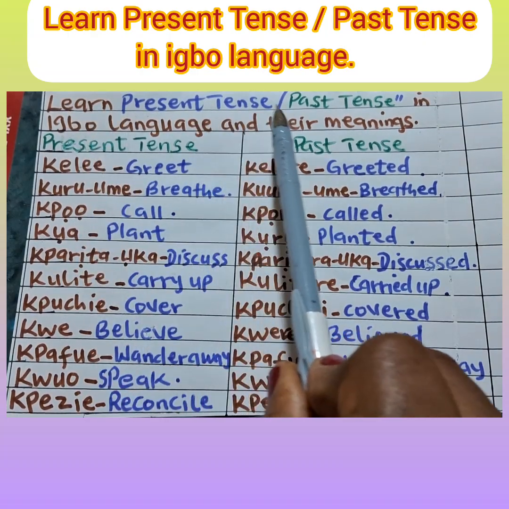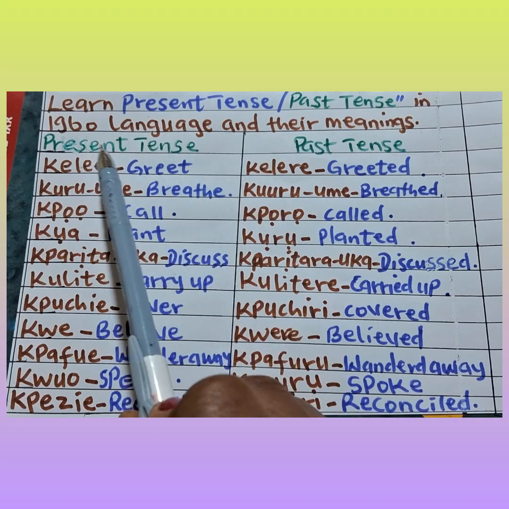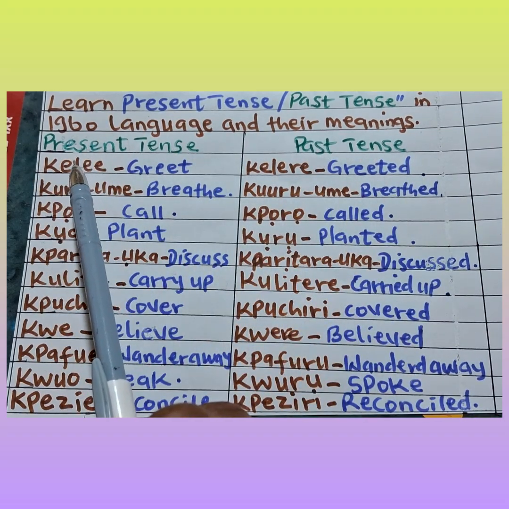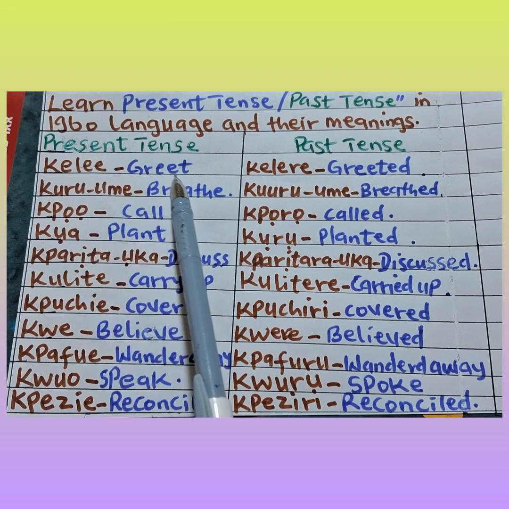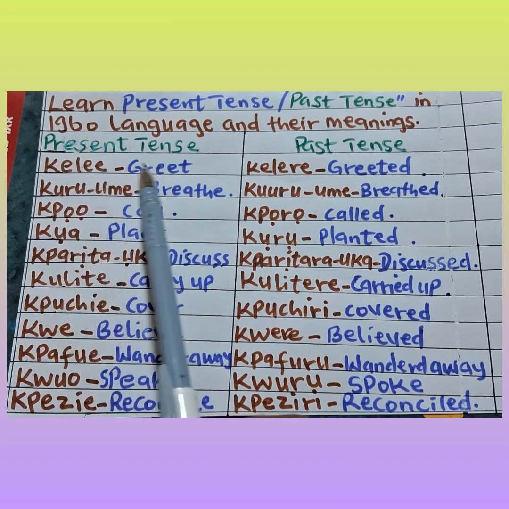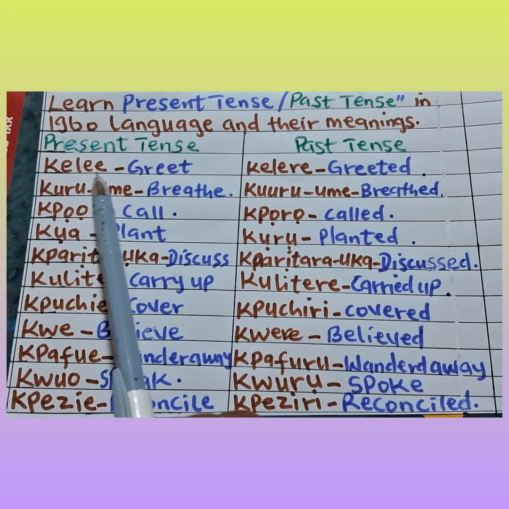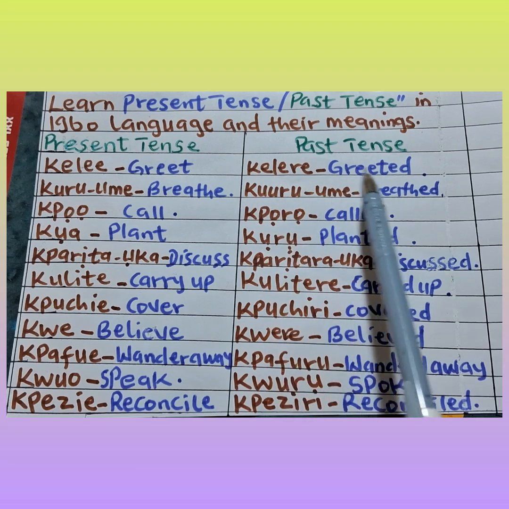Learn present tense and past tense in the Igbo language and their meanings. Present tense, past tense. Example number 1 is kele, greet. Kele is in present tense, meaning greet. Past tense of kele is kelere, greeted.